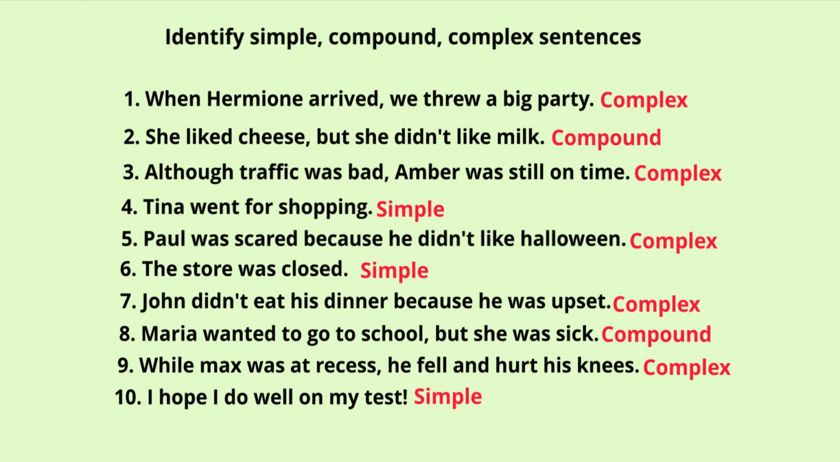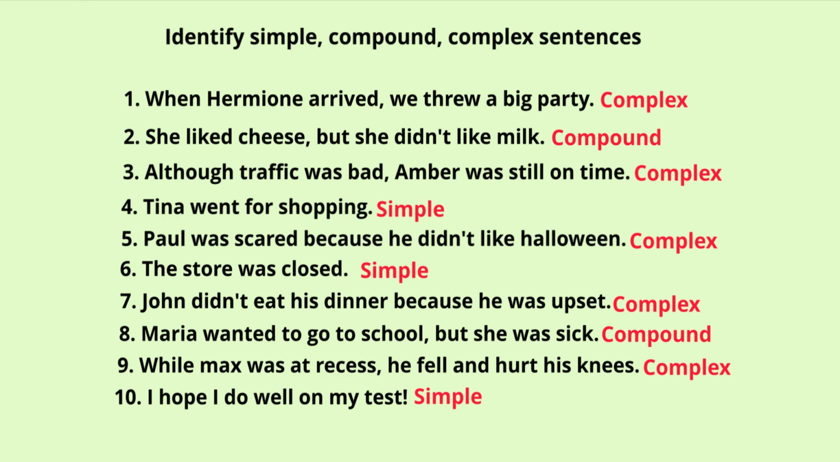Now, let's see a few more examples. Identify simple, compound, complex sentences. Let's look at the first one. When Hermione arrived, we threw a big party. When Hermione arrived, this is a dependent clause. So it is very clear. The sentence would be complex. She liked cheese, but she didn't like milk. She liked cheese is an independent clause. She didn't like milk is also an independent clause. So we are combining those two with the conjunction but, and the sentence should be compound.